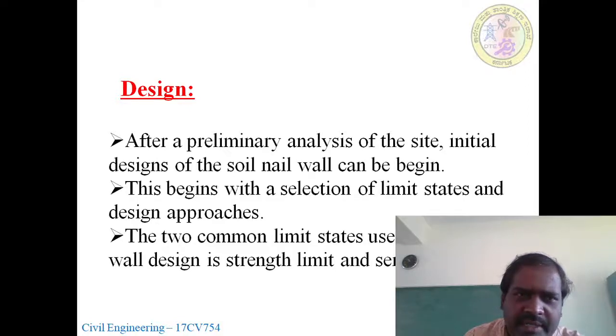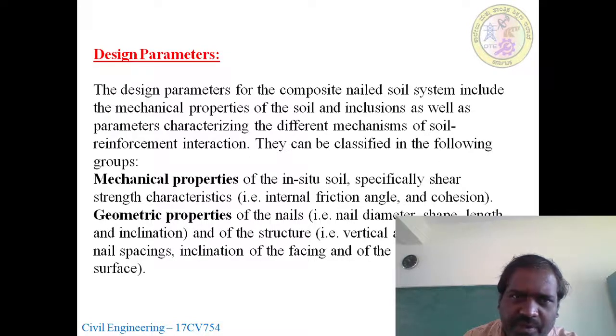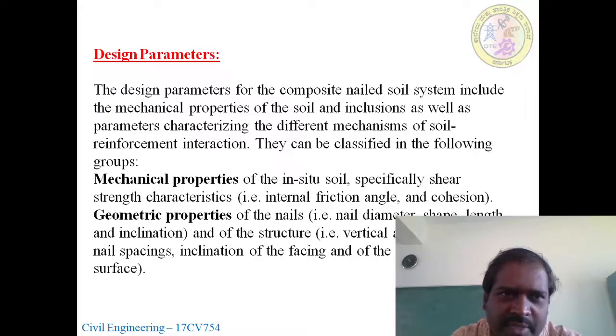So here, the important design: after a preliminary analysis of the site, the initial design of the soil nail wall can begin. This begins with the selection of limit states and design approaches, strength limit as well as service limit states. Now talking about the design parameters for the composite nail soil system, including the mechanical properties, physical properties and geometrical properties. The different mechanisms of soil reinforcement interaction, where the inclusion as well as the parameters characterizing the different mechanisms.